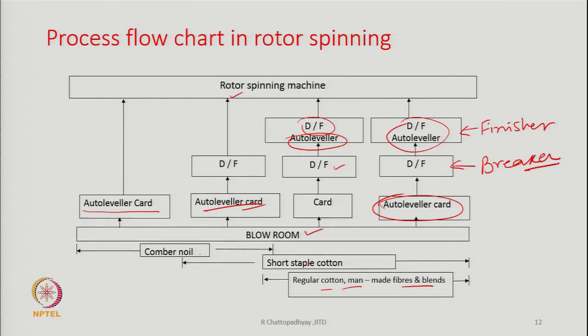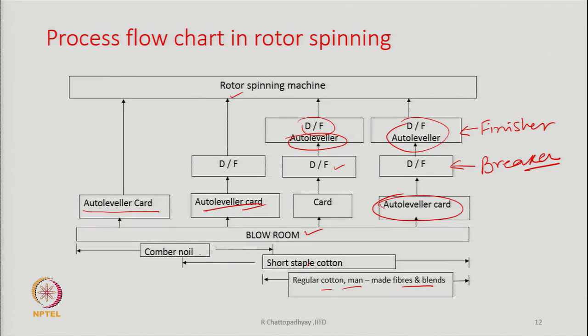So, breaker drop frame and then finisher drop frame. So, breaker drop frame passage and finisher drop frame package. So, finisher drop frame package, that is in finisher drop frame we try to keep the auto leveler, which will even out the mass variation which is present in the sliver.